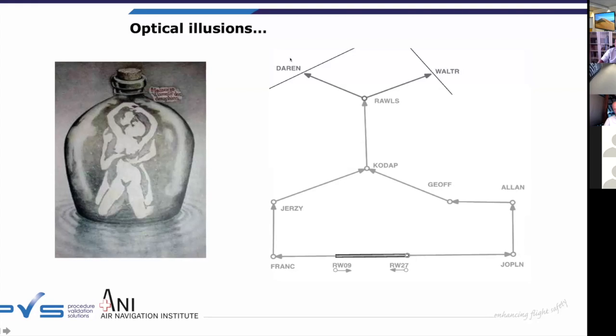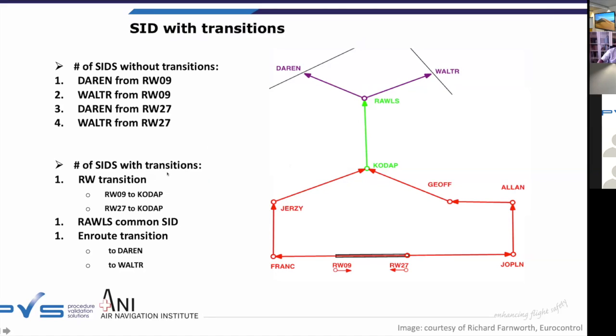We could have one from here to there, to there, to there, to there, to there. This would be 1, and then 1 to there. So we have 2 SIDs from runway 27, one leading to Walter, one leading to Darren. And the other way around, we could have, again, 2 that come like this from runway 09, and they lead as well to Walter and to Darren. So it's in total 4. This is what we thought as well. Number of SIDs without transition would be 4. 2 from each runway, which is the usual way you design an SID.